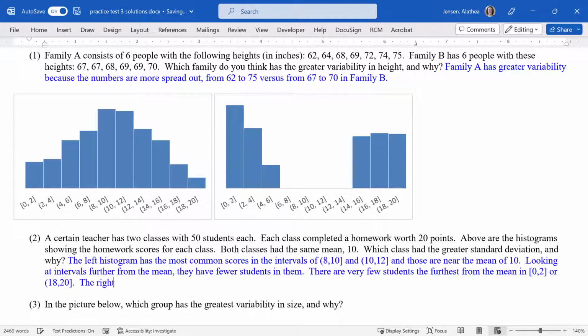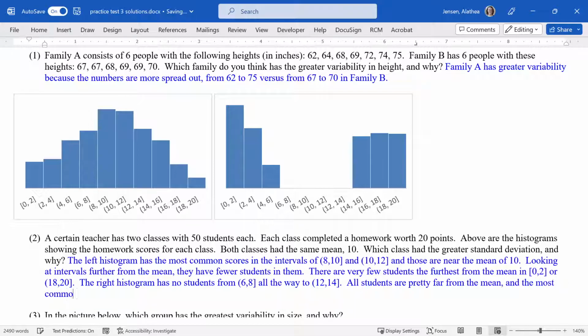On the other hand, the right histogram has no students at all from 6 to 8 all the way to 12 to 14. So there's nobody close to the mean. All students are pretty far from the mean of 10. And the most common group is 0 to 2, which is really far from the mean, that's the farthest you can be from the mean.